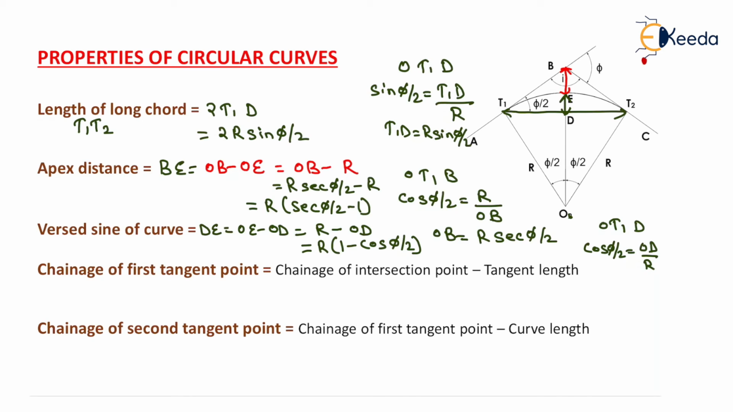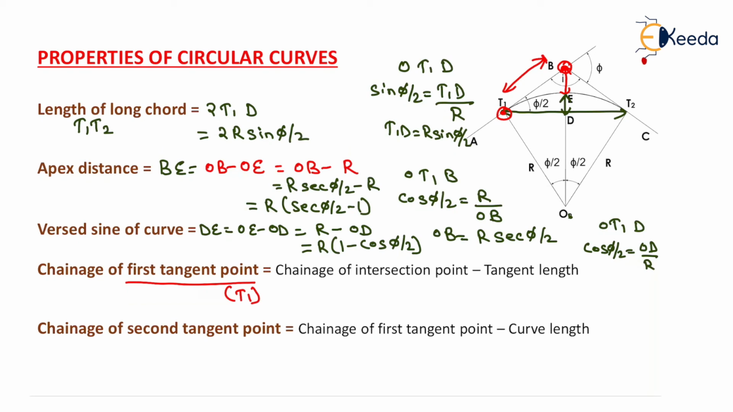Now, chainage of first tangent point. Now we need to find the chainage of the first tangent point, that is this point. Now we have the chainage of point of intersection, that is this point. Chainage is defined as the horizontal distance up to that point. Now if we have the chainage of intersection point, then we can subtract this tangent length from the chainage of point of intersection, and then we can get the value of chainage of first tangent point, that is T1.